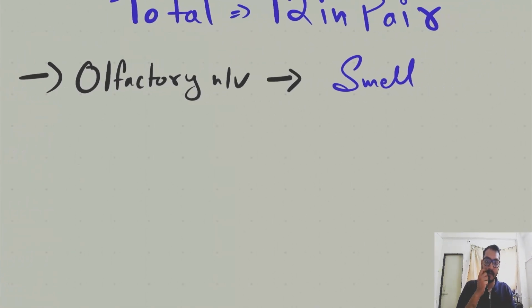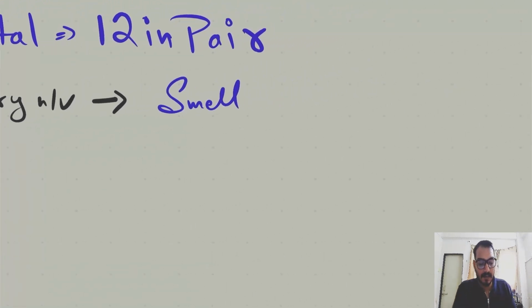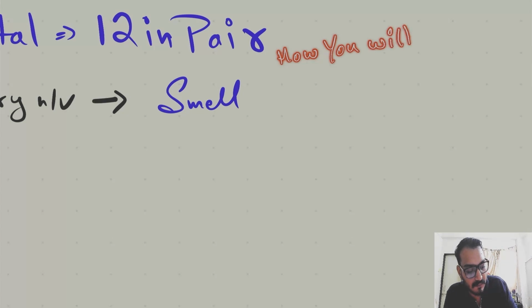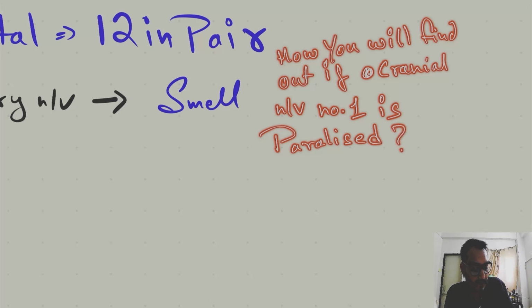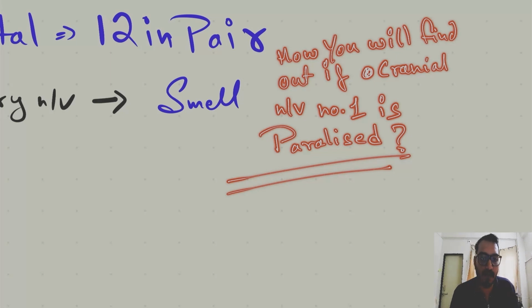एक क्वेश्चन आता है यहाँ पे. That question is how you will find out if cranial nerve number 1 is paralyzed. आपको कैसे पता चलेगा कि cranial nerve number 1 is not working properly?